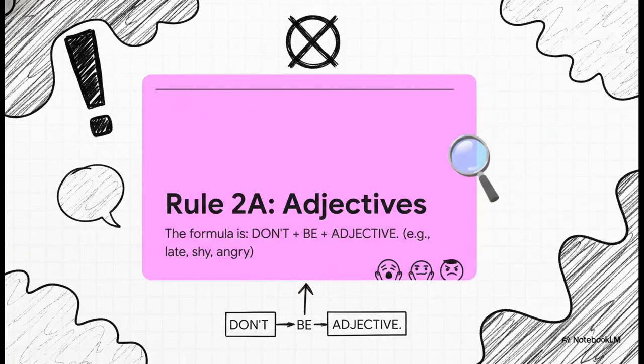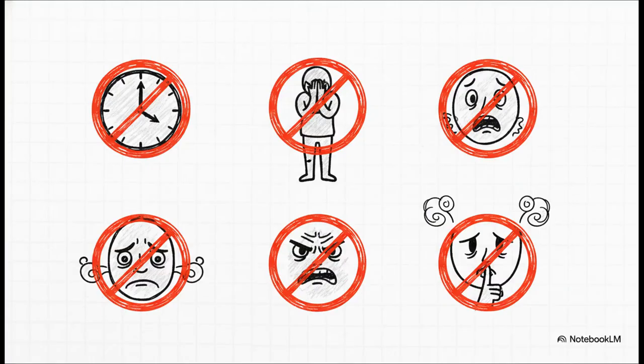So here's the main takeaway for this part. When you use an adjective, a word that describes a quality, like late, shy, or angry, the formula is always "don't" plus our be bridge plus the adjective, every single time. Let's look at a few examples so you can really see it in action. Don't be late, don't be shy, don't be afraid, don't be angry, don't be quiet. See? In all of these, you're not telling them to do an action. You're telling them not to be in a certain state.